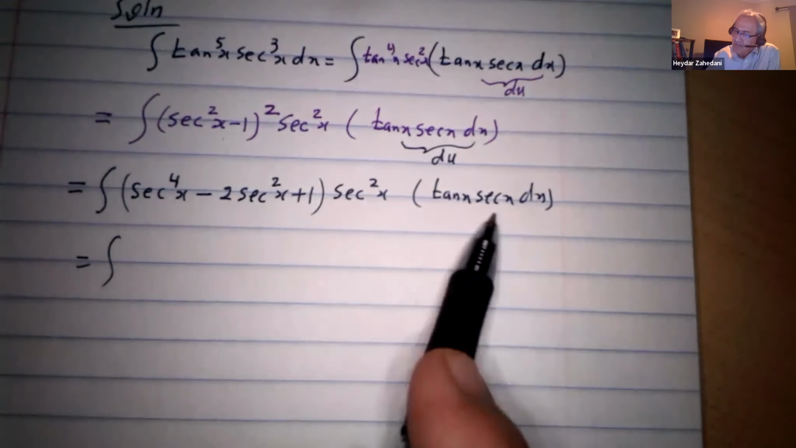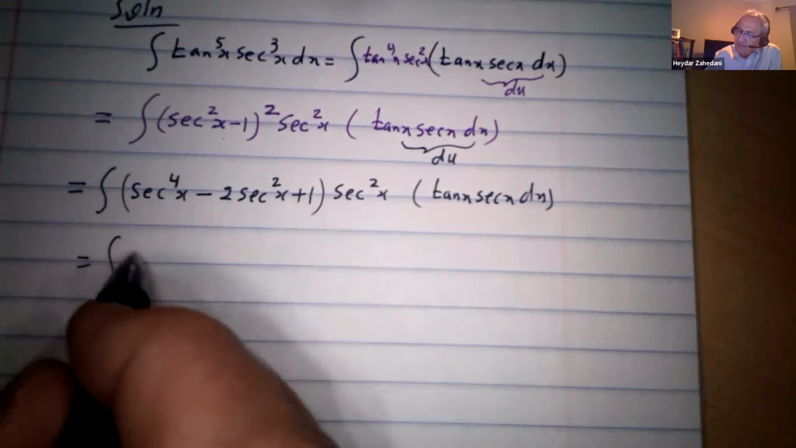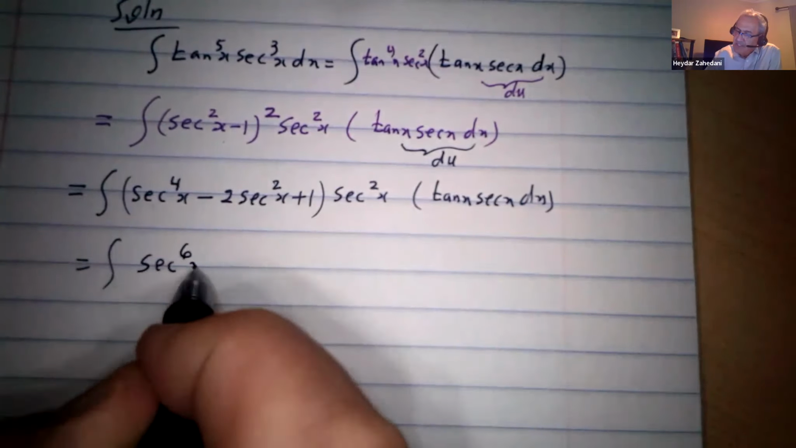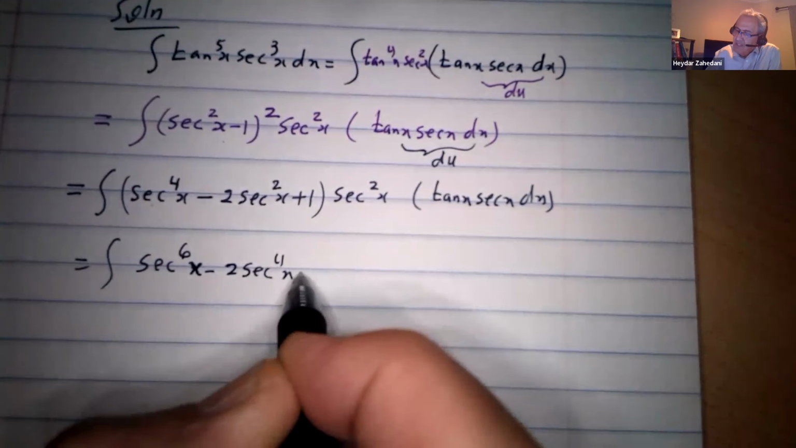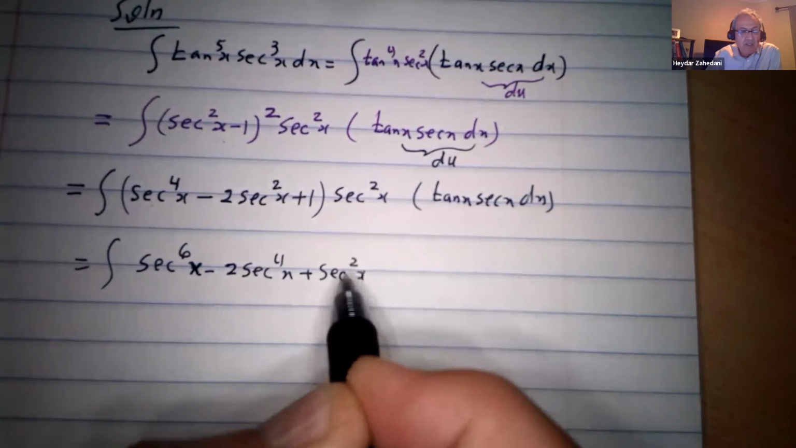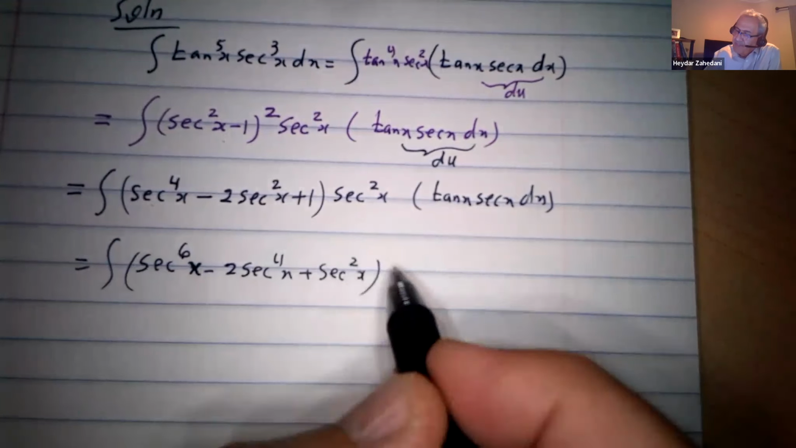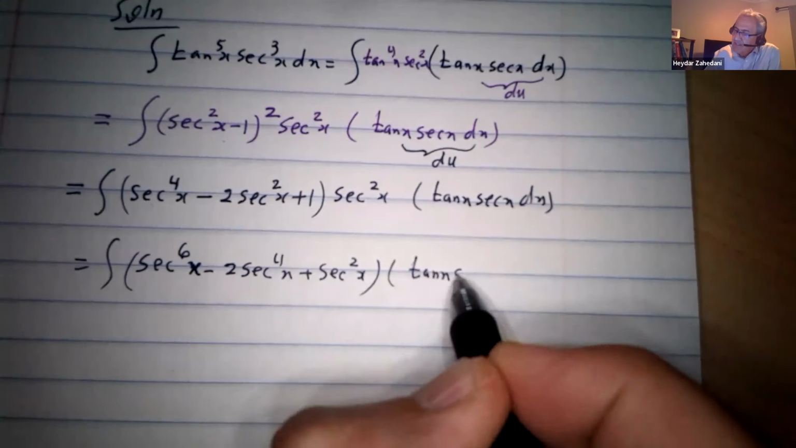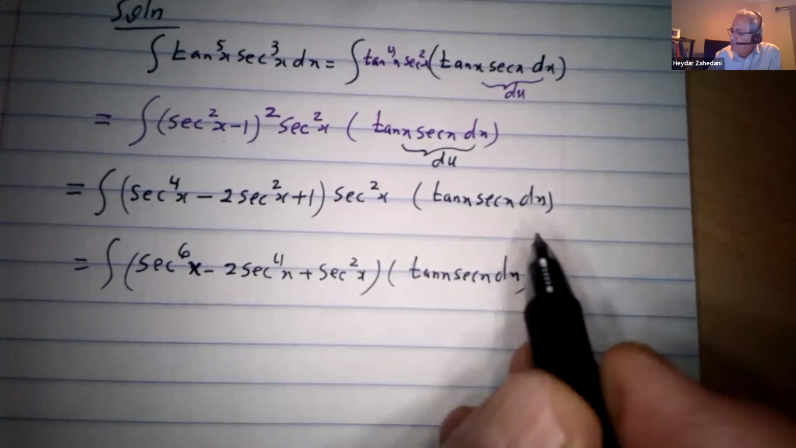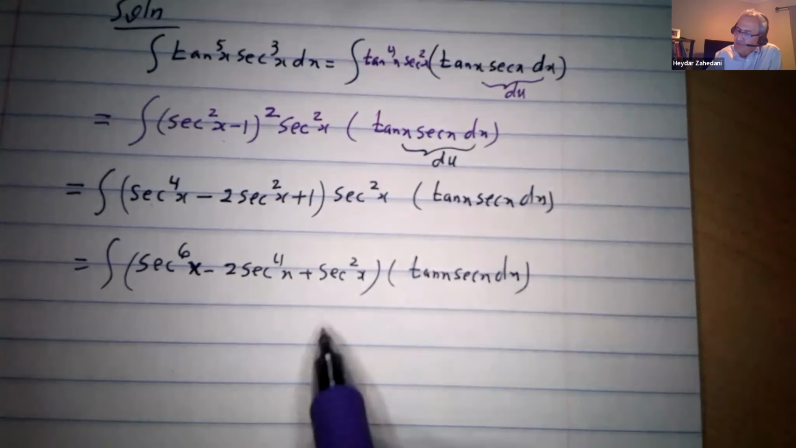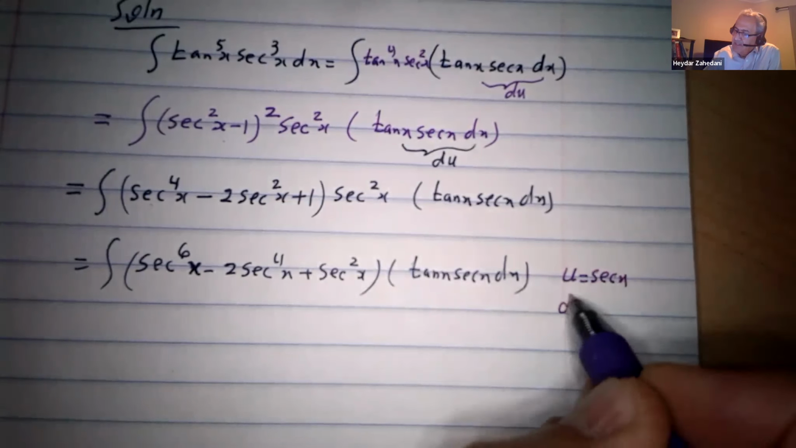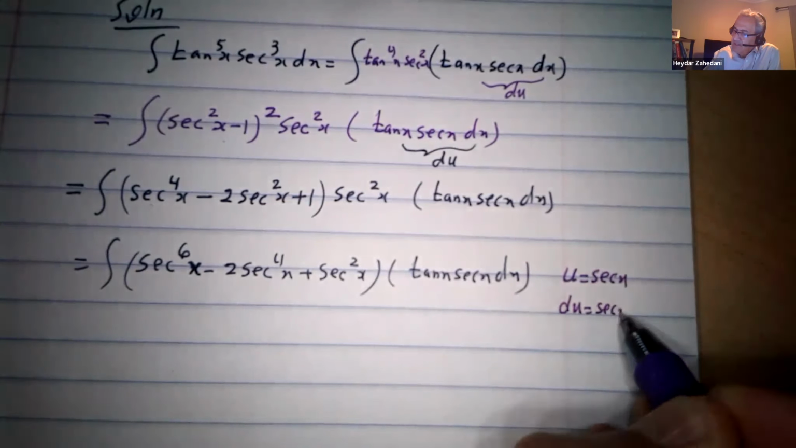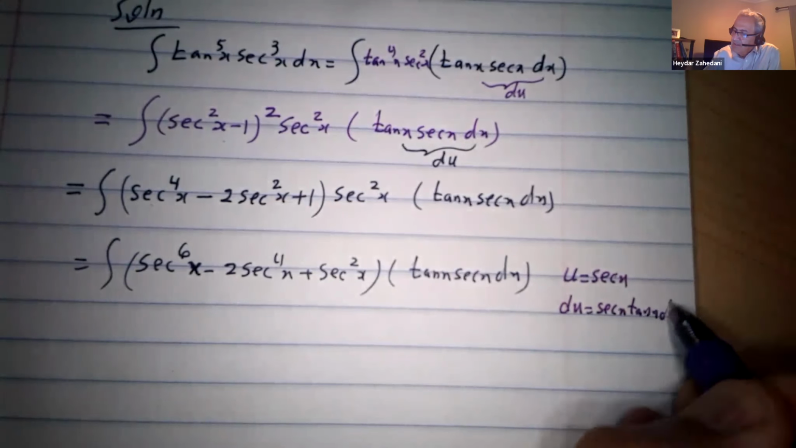Because this is your u prime, you need the secant. So if you multiply these two together, it gives you secant to the 6th minus 2 secant to the fourth plus secant squared. And this is going to be tangent secant. That's it. You see, if you take u to be secant of x, the du is secant tangent. So that's it.